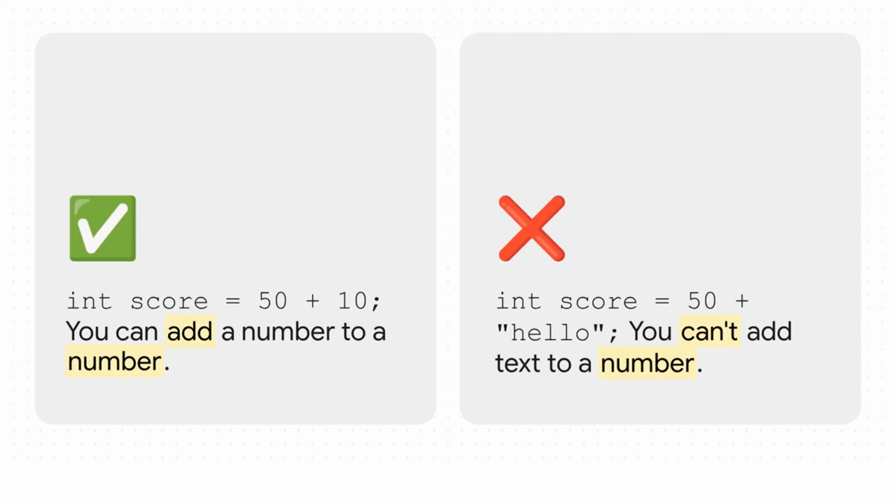Just take a look at this example. It makes it super clear. On the left, we're adding two numbers and putting the result in our number box. No problem, that's perfect. But on the right, we're trying to add text to a number. The computer just stops and basically says, whoa, hold on, that doesn't make any sense. Strong typing is what protects us from that exact kind of logical mess.